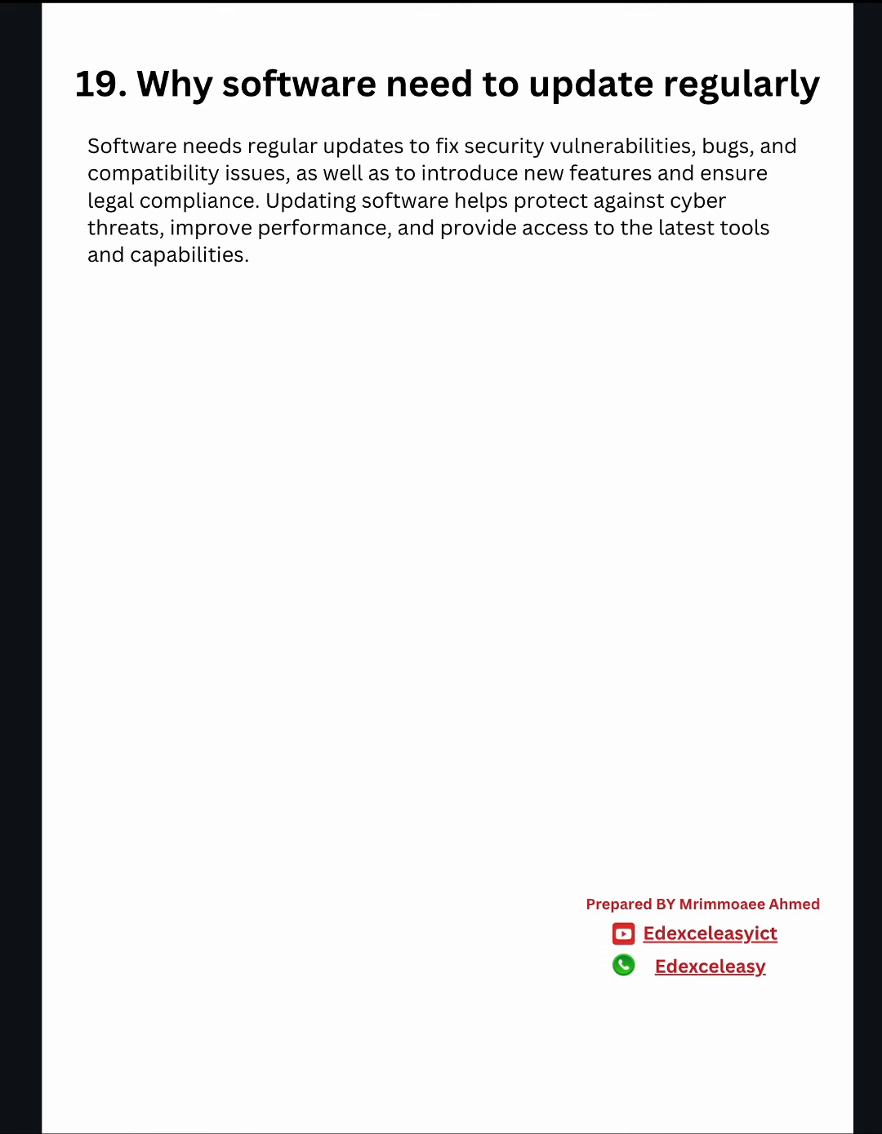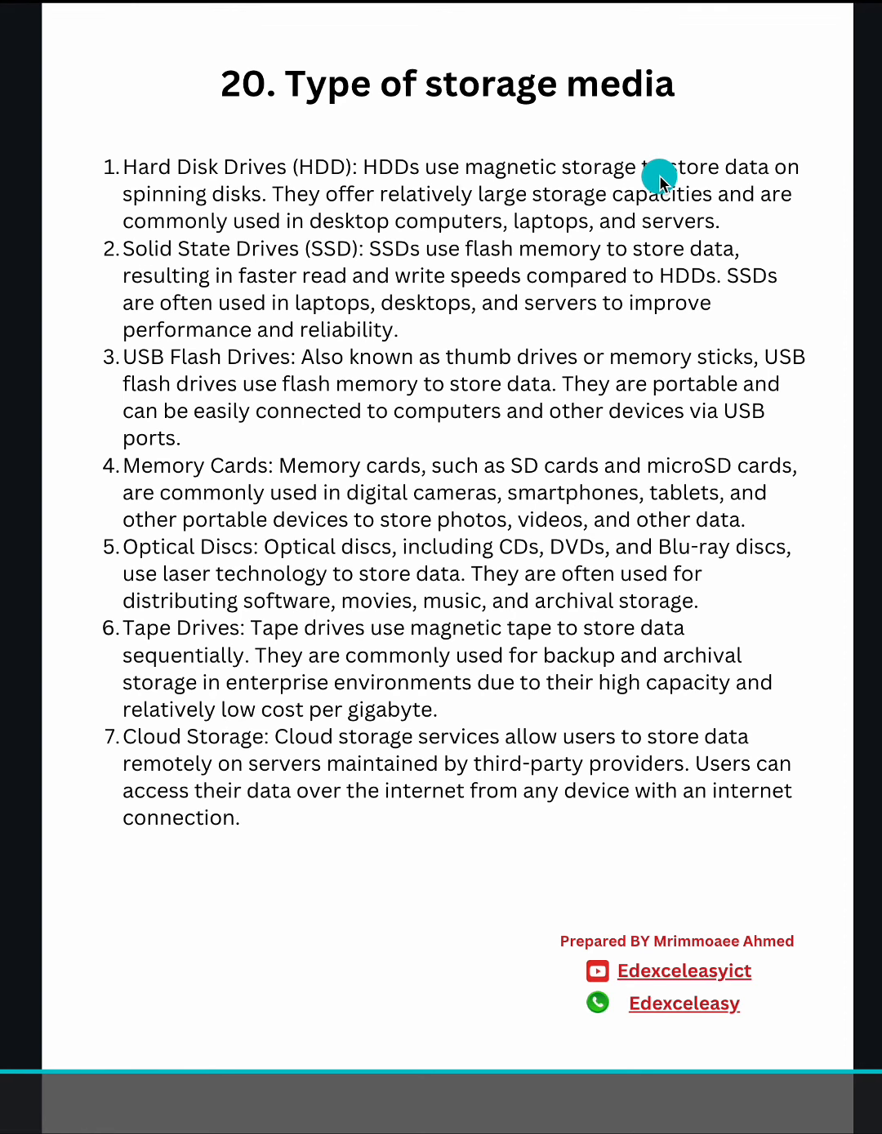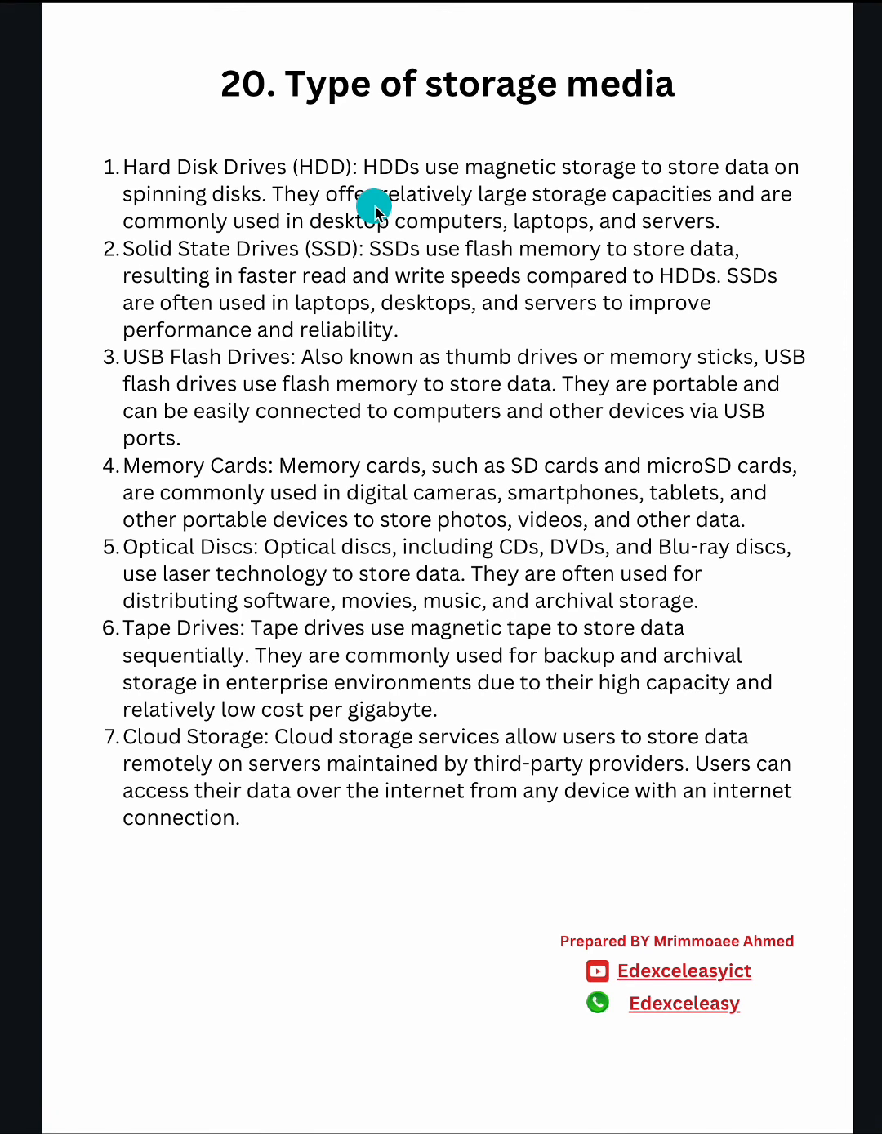Now the last thing is types of storage, because a lot of MCQs come from this chapter. A hard disk drive uses magnetic storage to store data. Then solid state drives use electric charges to store data, and the write speed is quite a bit faster. Then the USB flash drive, also known as a thumb drive or memory stick, uses flash memory to store data.